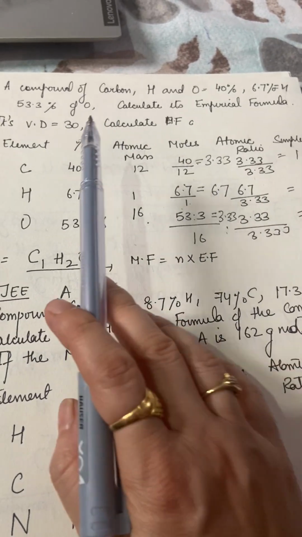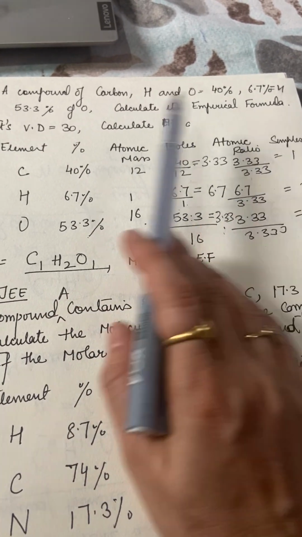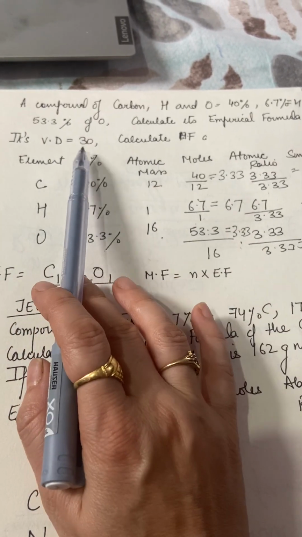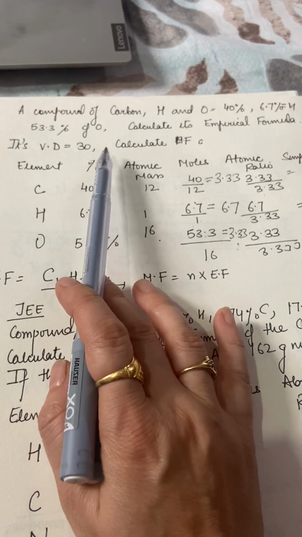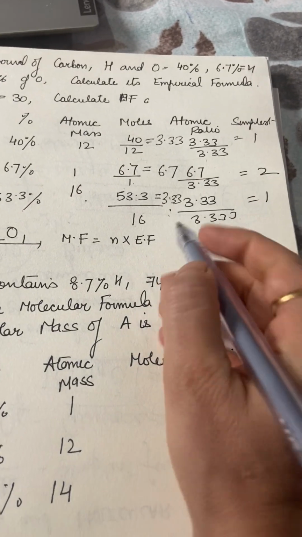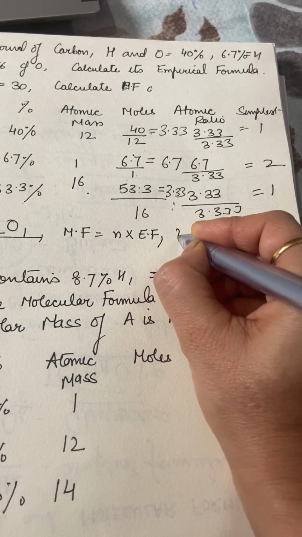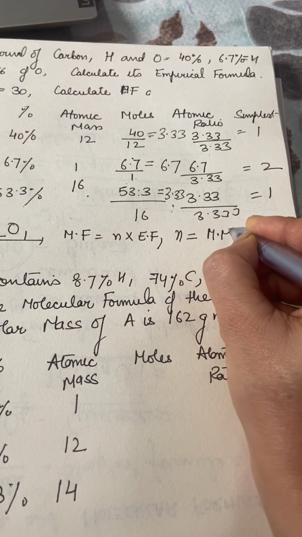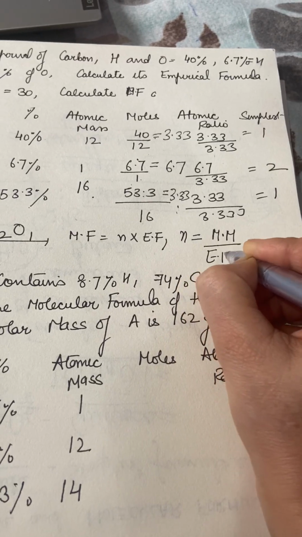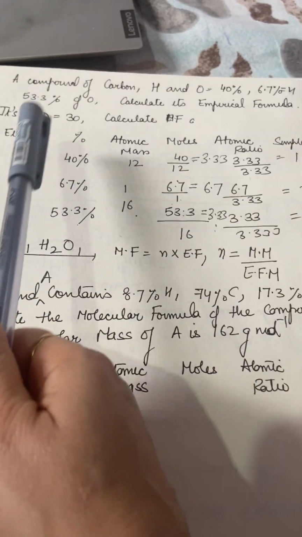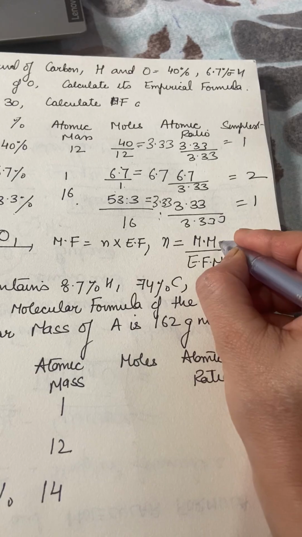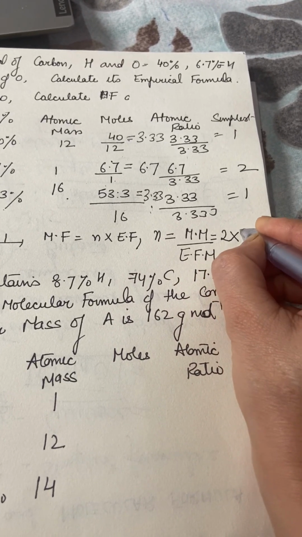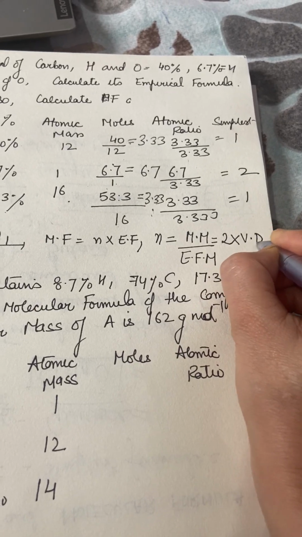Now, one more thing is given here. Calculate its molecular formula. We have already calculated its empirical formula. The vapor density is 30. I told you that to calculate the molecular formula we require two things: molecular mass divided by empirical formula mass. But since molecular mass is not given, the vapor density is given, and you know the relationship. Molecular mass is 2 times the vapor density.